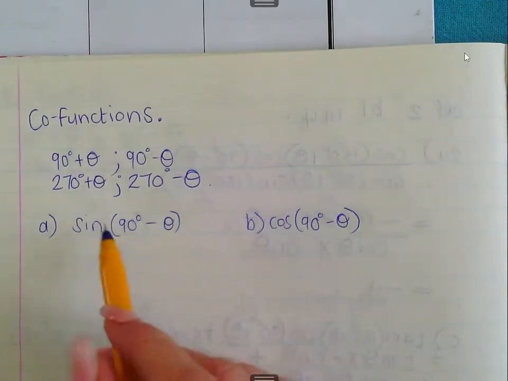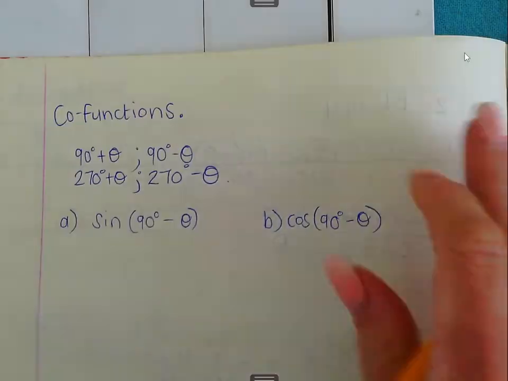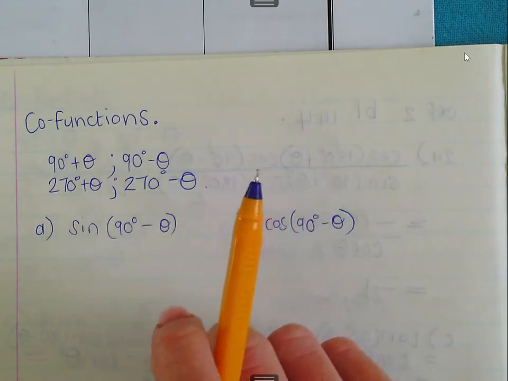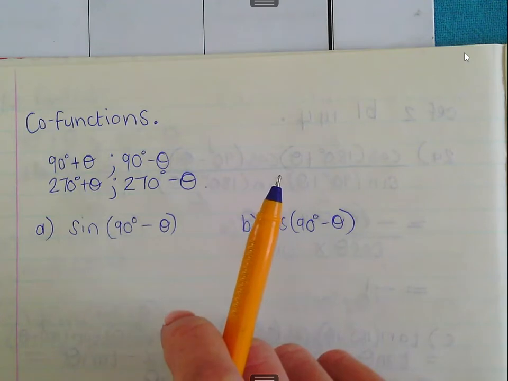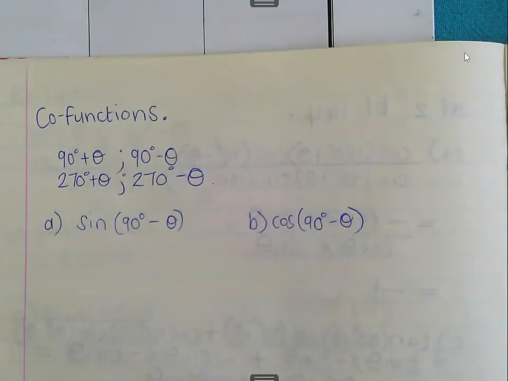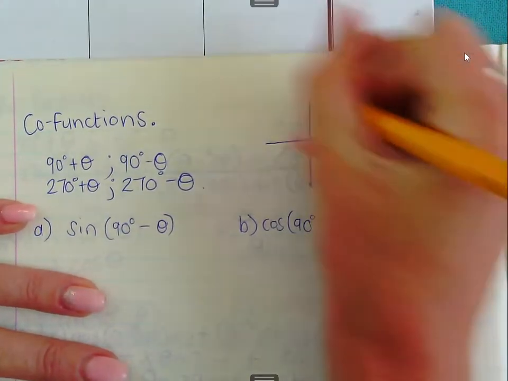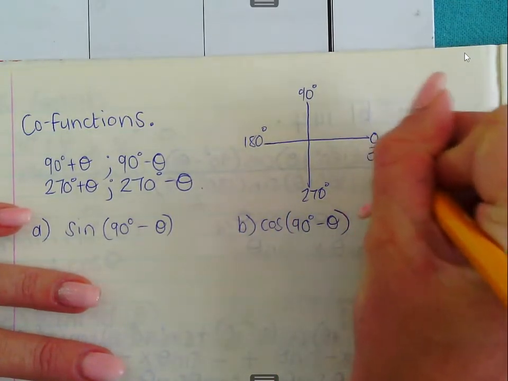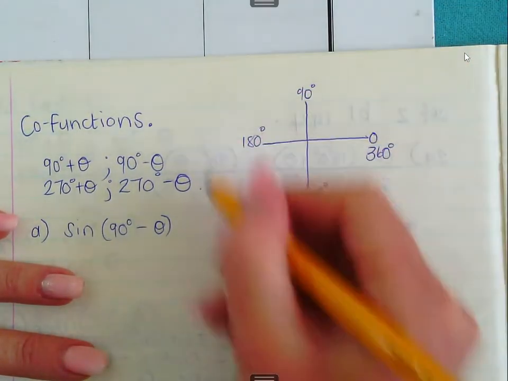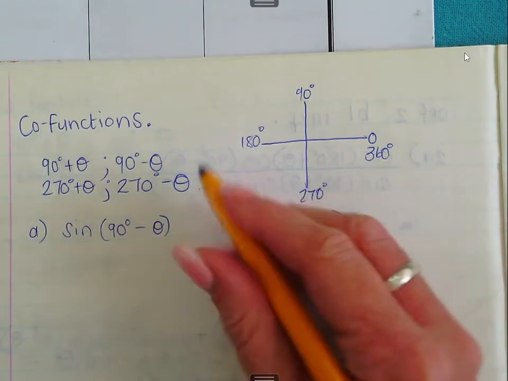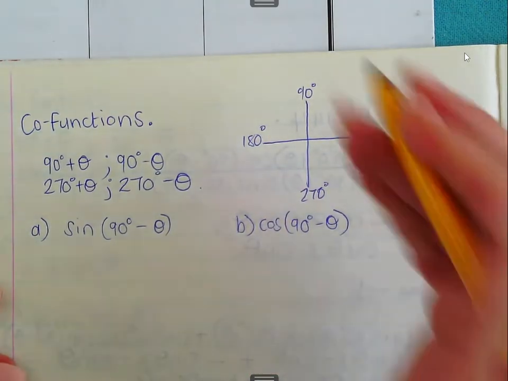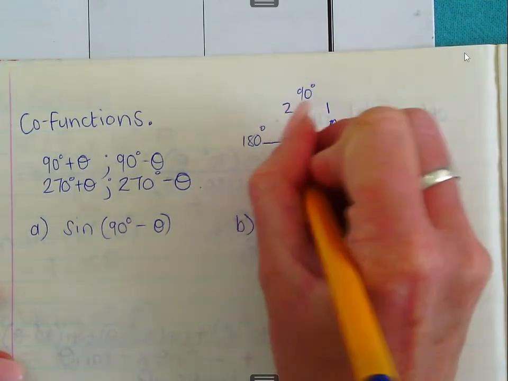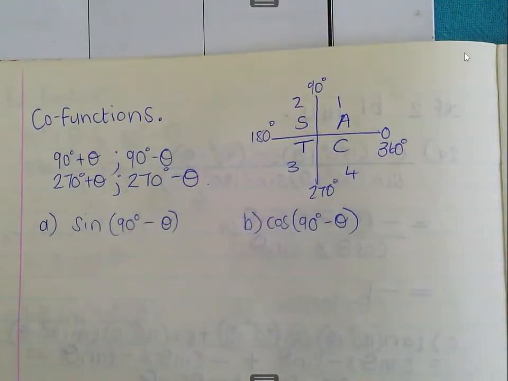So if I have 90 degrees minus, in which quadrant is that? Must I draw the CAST again for you? There's 0, there's 90, there's 180, there's 270, there's 360. We always move in an anti-clockwise direction when we move in a positive direction, and clockwise when we move in a negative direction. So this is 1, 2, 3, 4, C, A, S, T. Okay. 90 minus theta, which quadrant?